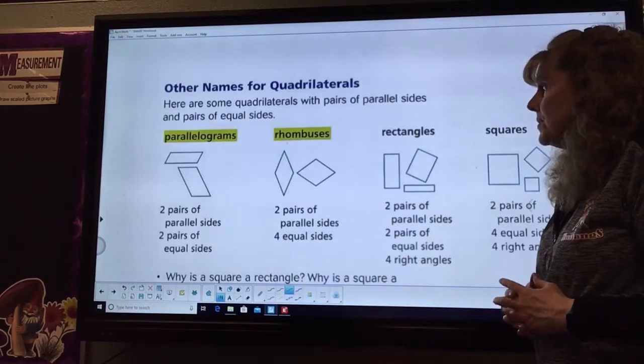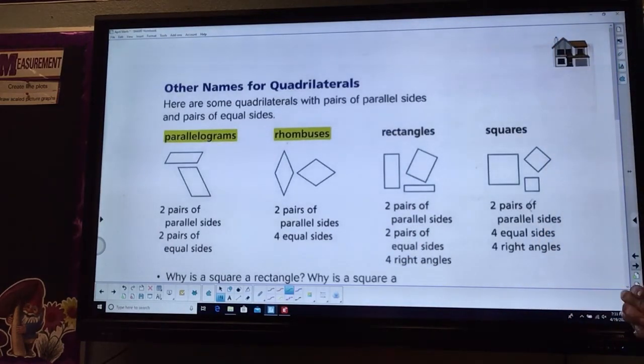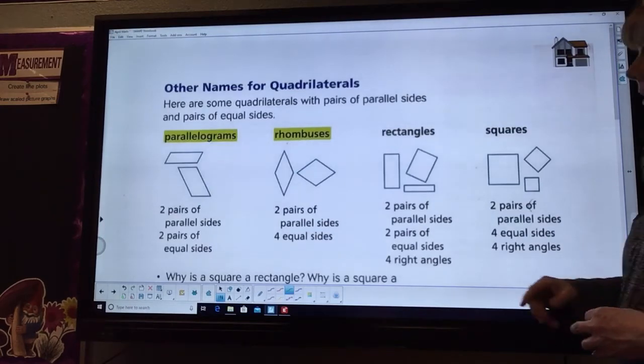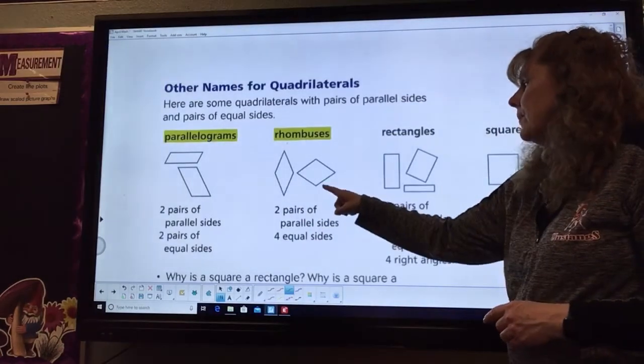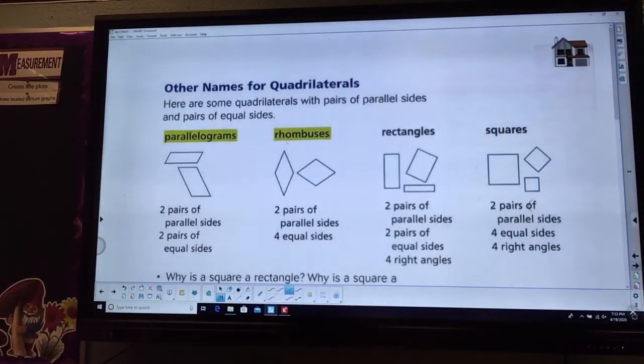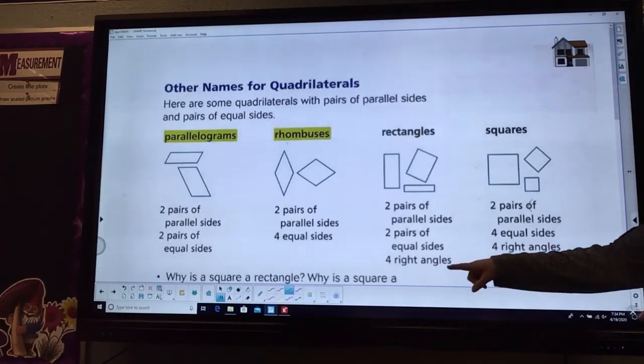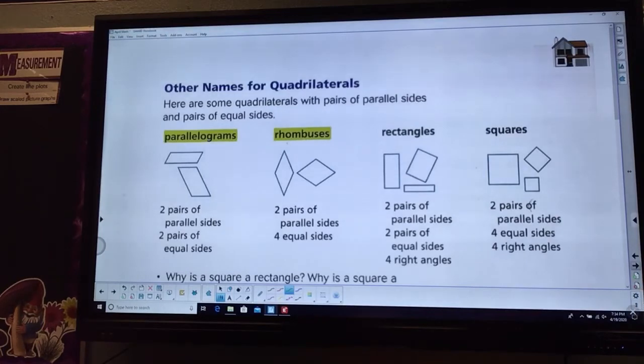If we look at our rhombuses, we have 2 pairs of parallel sides, 4 equal sides. Okay, they fit that. That's what we need to look at on our checklist for a rhombus, but look how different those look. One's kind of a diamond shape, and the other one kind of looks like a square that's been sat on, but it doesn't have the right angles, so we know it can't be a square. And then finally we have our rectangles, and those are probably some of the ones that we're most familiar with. We have 2 pairs of parallel sides, 2 pairs of equal sides, and we've got those 4 right angles, which is super important when we're talking about the rectangles.